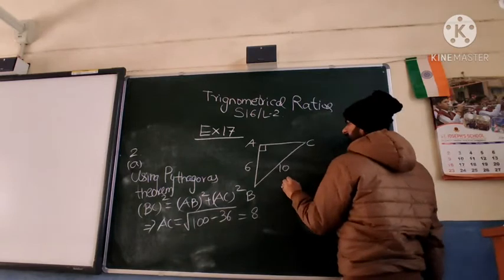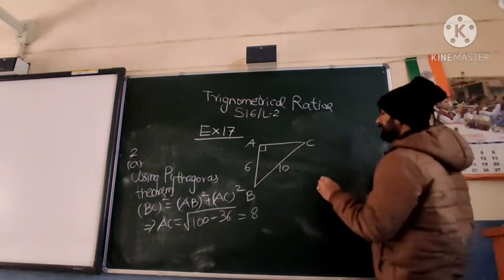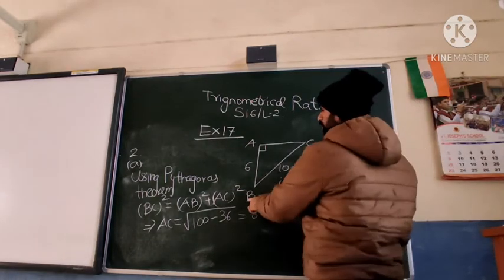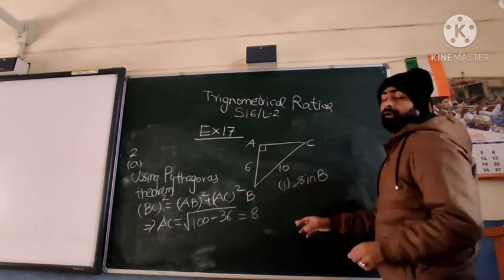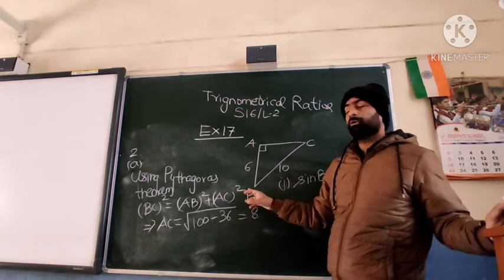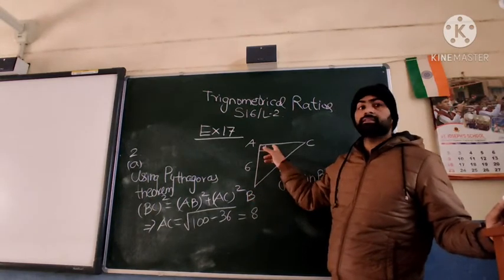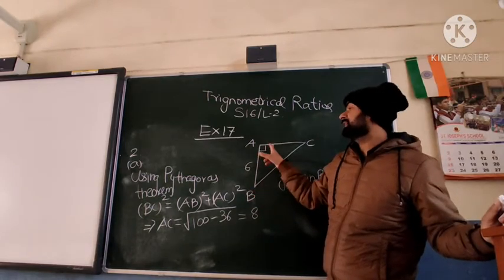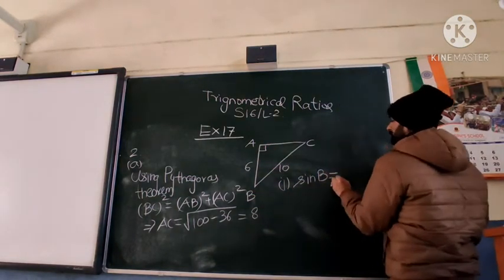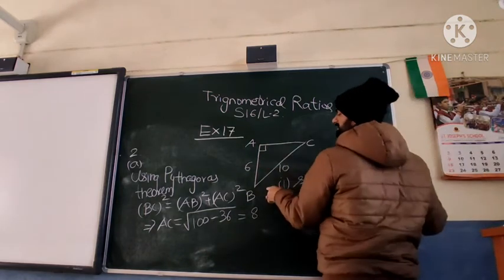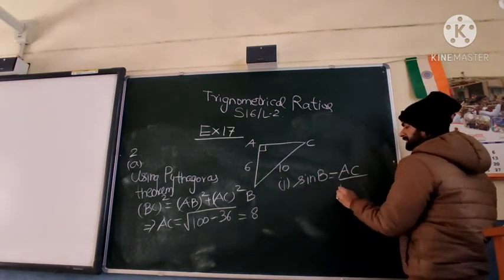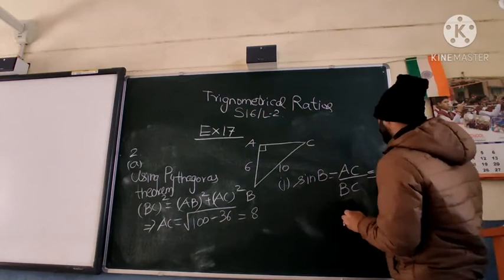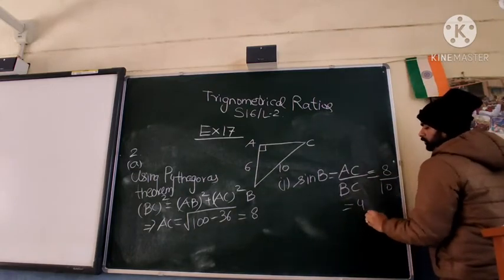Now what is the first part saying? Sin B. Sin B is for the angle B. Now sin B, what I told? Perpendicular upon hypotenuse. So what is the perpendicular here? AC. For this angle, the side in front of it is AC. So AC will be written first, AC upon hypotenuse, whatever angle you are taking, it will be BC. So AC is given as 8, BC is 10. 8 by 10 is 4 by 5.